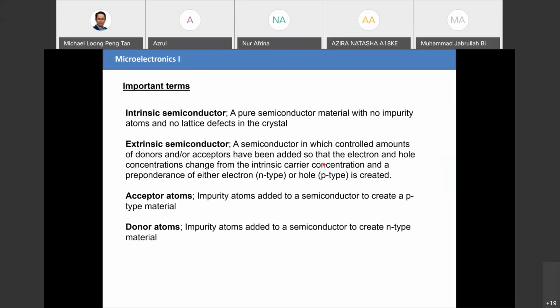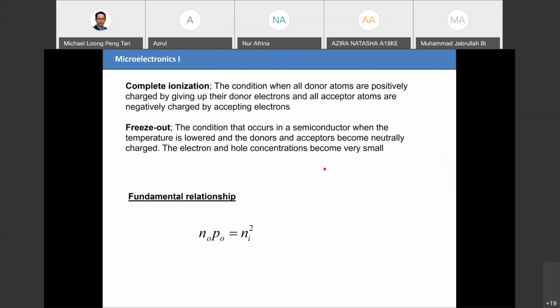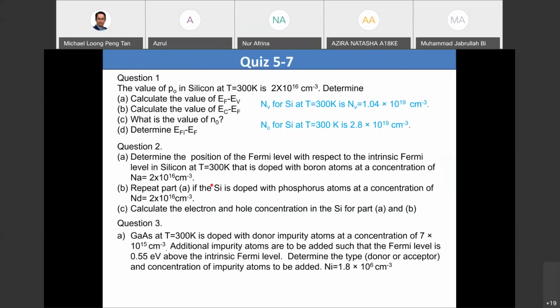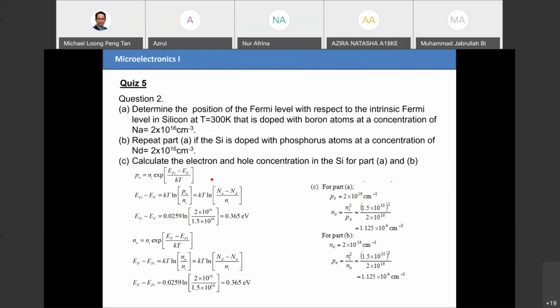So these important terms: we got intrinsic, extrinsic, acceptor atom, and you got donor atom. You learn the term complete ionization, you learn the term freeze out. And then the fundamental relationship is this one here.